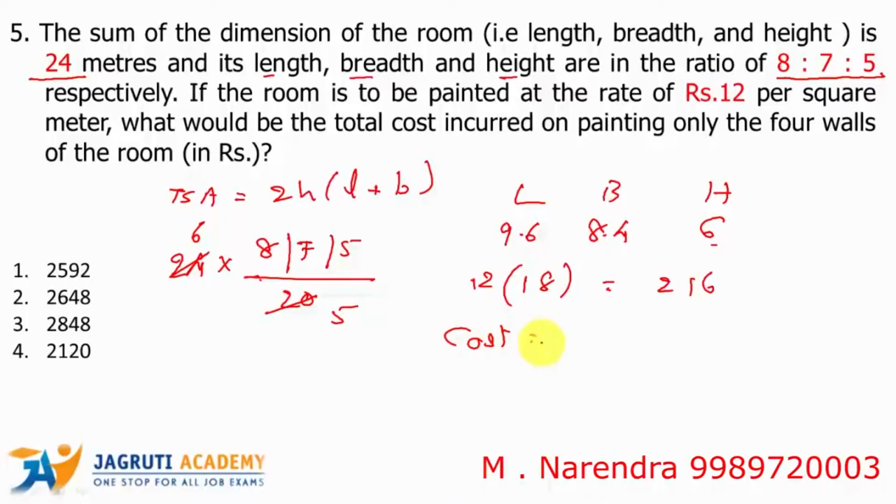So cost is equal to 216 into 12 rupees per square meter. So 216 into 12 gives us 2592. So my answer is rupees 2592. Check your answer. First option 2592, option choice 1.